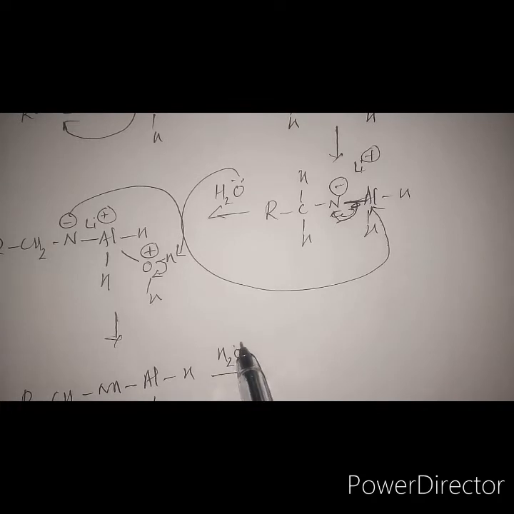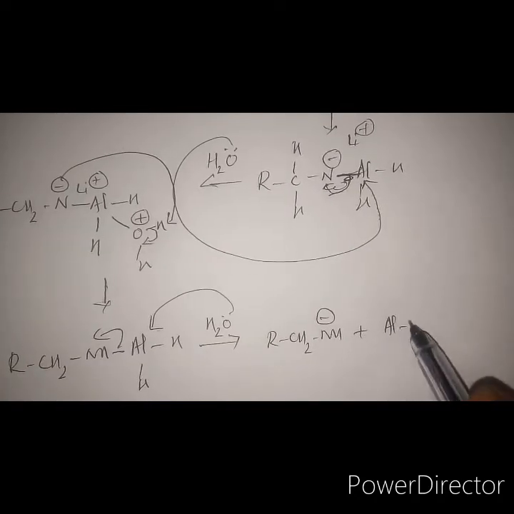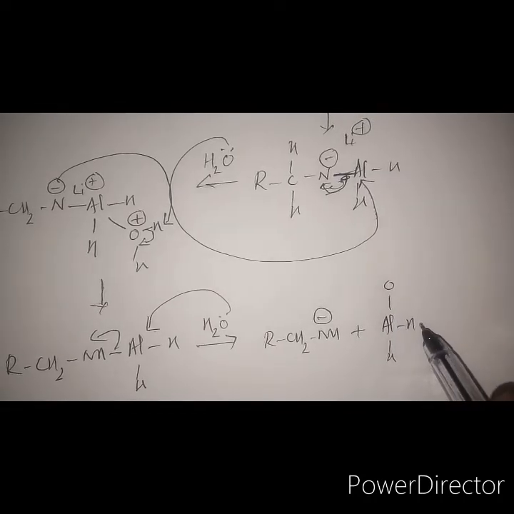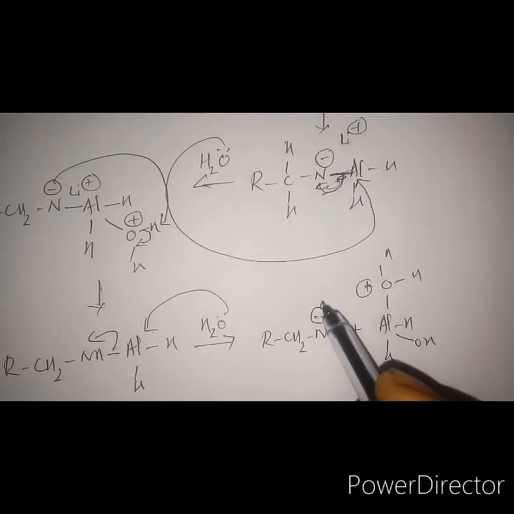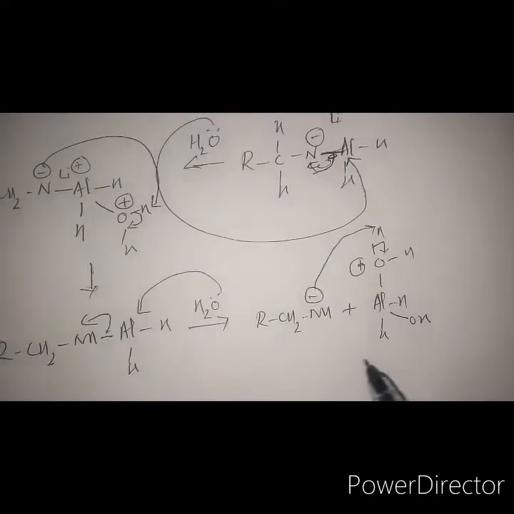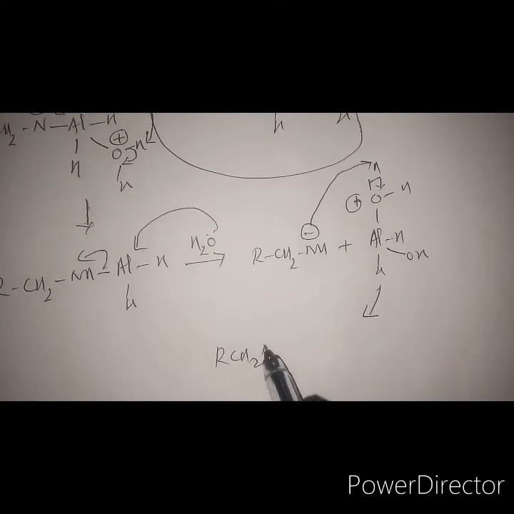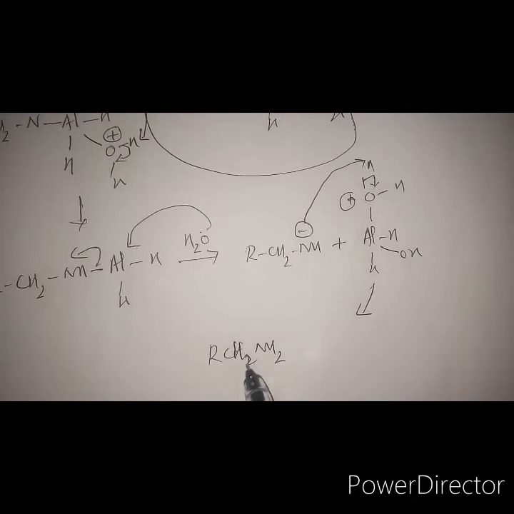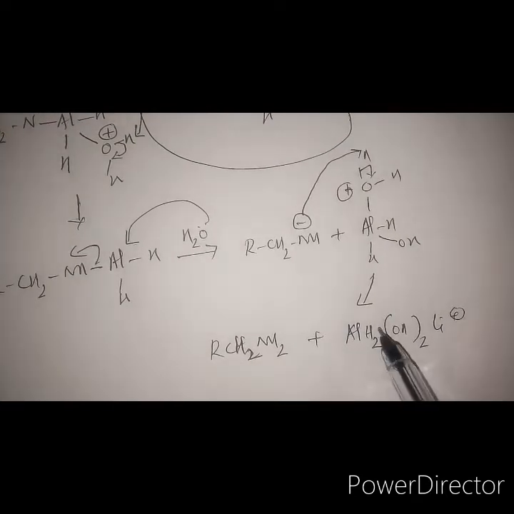Now again one more water molecule will attack on the aluminium, so this will break down. RCH2 NH minus plus aluminium H. So there is an OH already. Now this is H plus. So this negative charge abstracts the proton, neutralizing the positive charge. So we will get RCH2 NH2 plus OH twice lithium plus. But I have not taken this H.